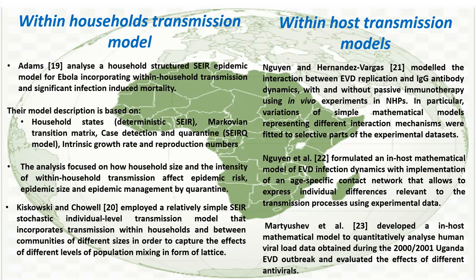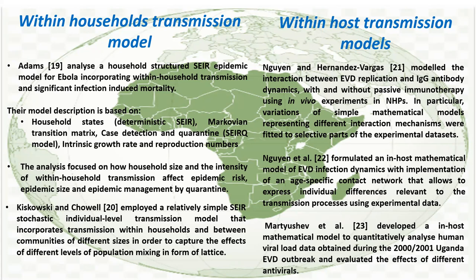They also have a risk and Chowell. They also consider a simple SEI model, which is a stochastic-based transmission model. So they incorporate within-household and within-community transmission of different sizes in order to look at the effects of different levels of population using a form of large size.